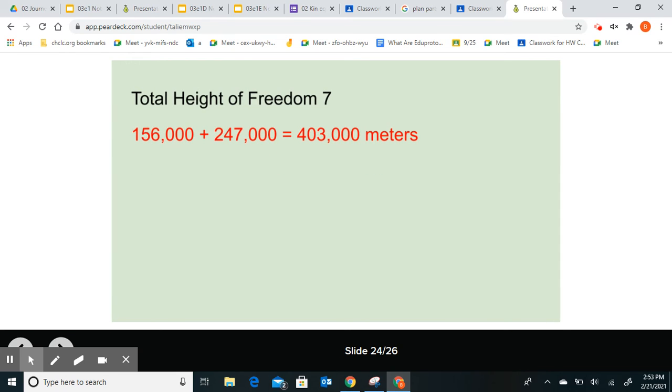All right, so my total height of Freedom 7: it went 156,000 in phase 1, 247,000 in phase 2. So the total height is 403,000 meters. So pretty high up there.